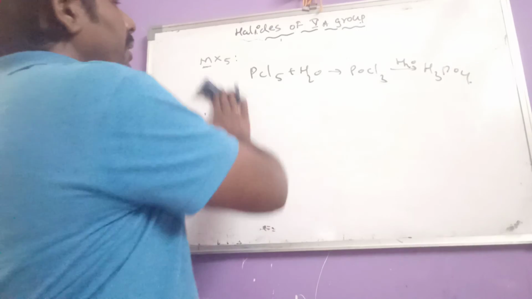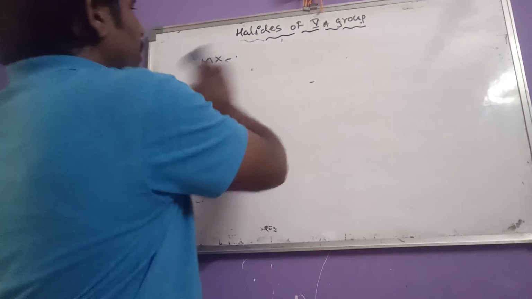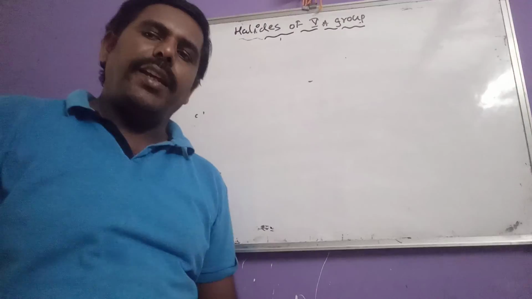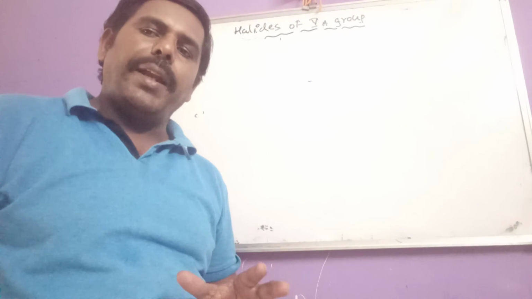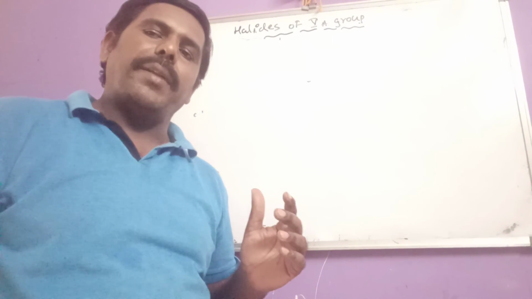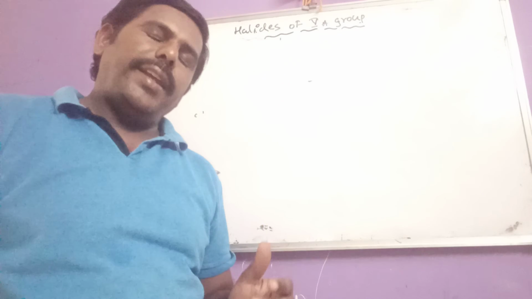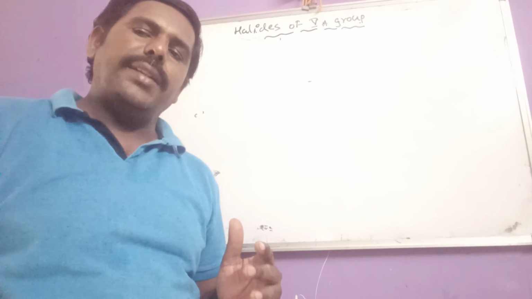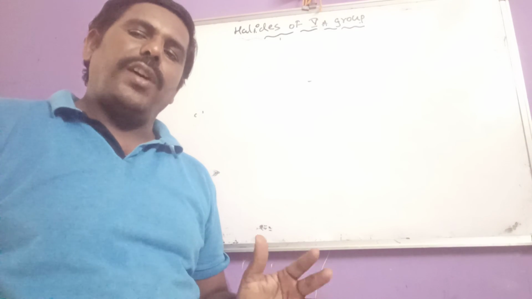So these are the important things we have to remember regarding the trihalides and pentahalides of 5th A group elements. Okay, in our next video let us discuss the oxyacids of phosphorus.